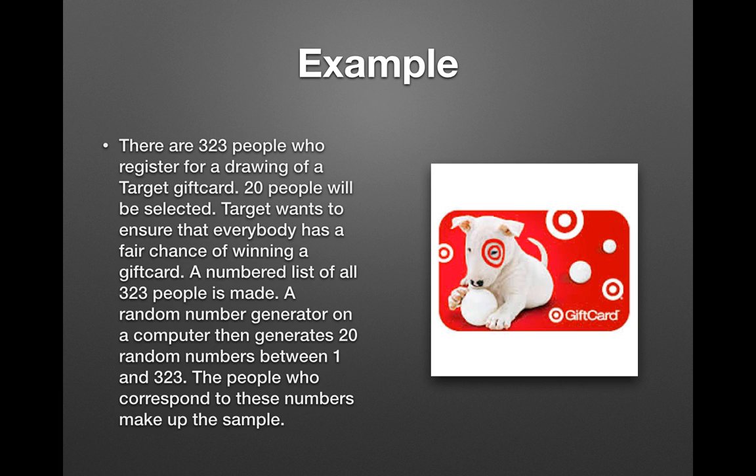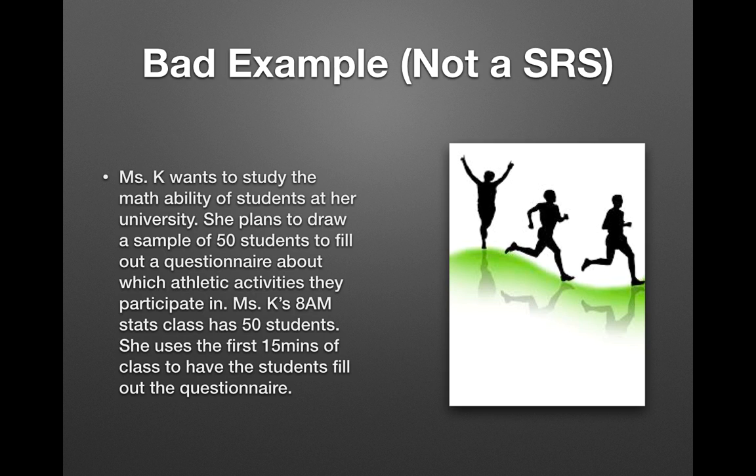So every single individual was given a number, but no number was more likely to be chosen than another. This is very similar to a lottery. So this is definitely an example of a simple random sample, and it was definitely fair. Nobody else had more of a chance to be selected than somebody else. Now here's a bad example. Ms. K wants to study the math ability of students at her university.